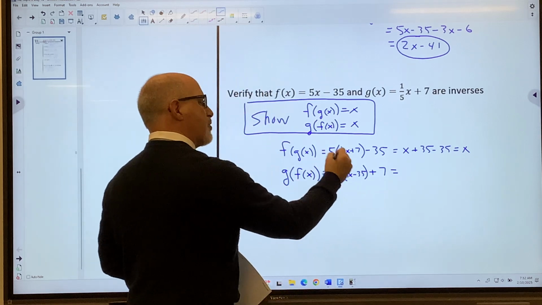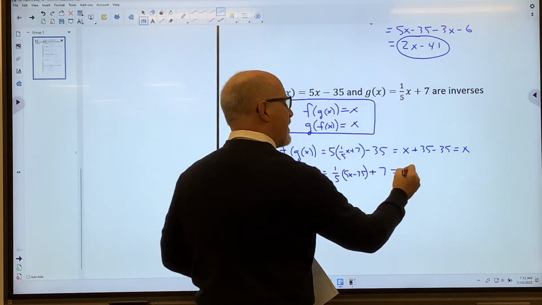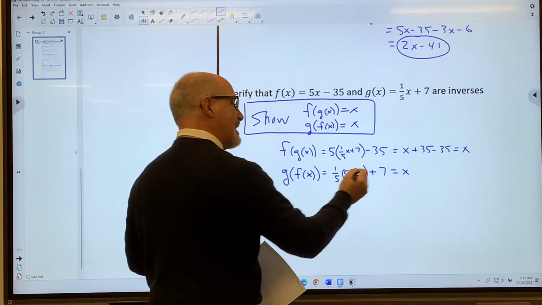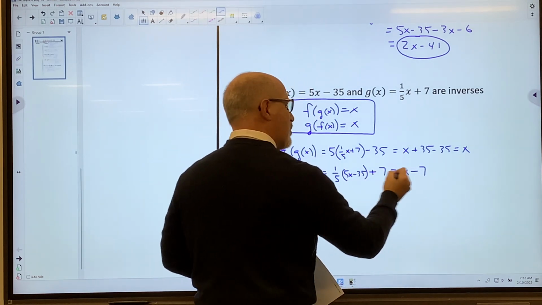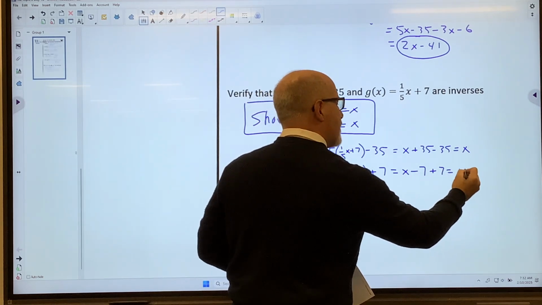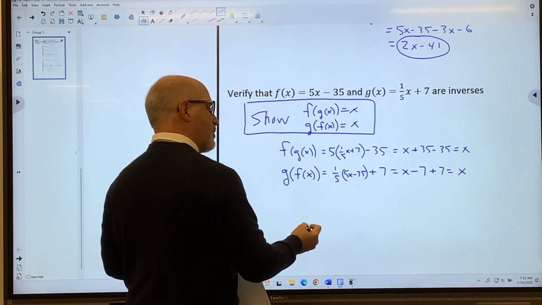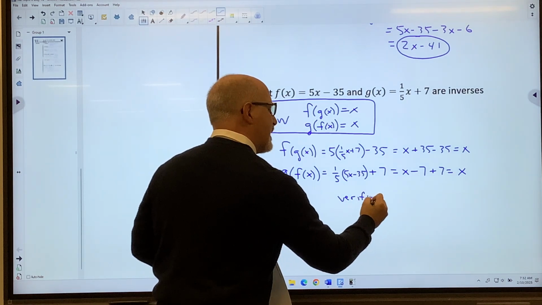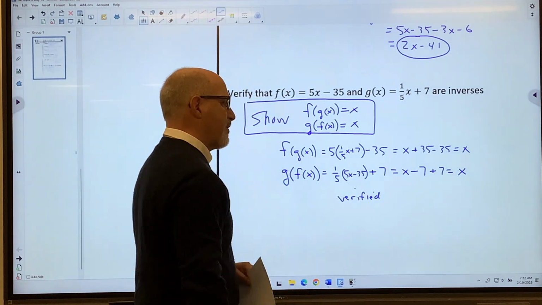And now I'm going to distribute through. 1/5 times 5x is equal to x. 1/5 times negative 35 is negative 7, plus 7 out here. And those two get rid of each other, so I just get x. So it's been verified by doing the f of g of x and the g of f of x.